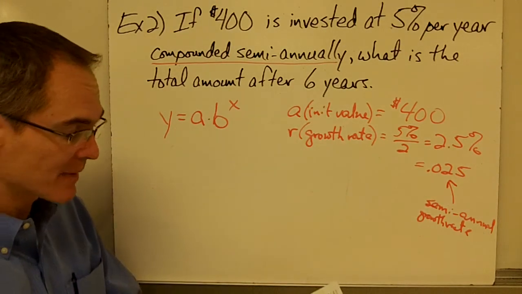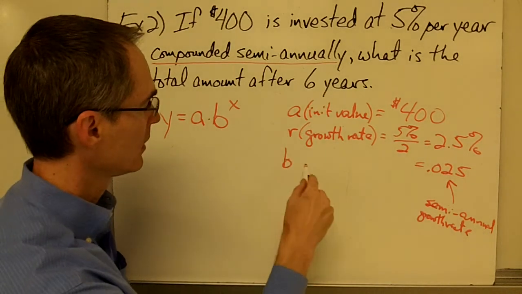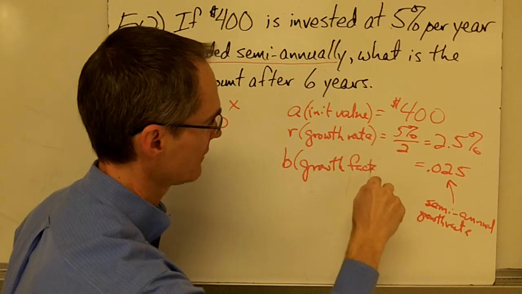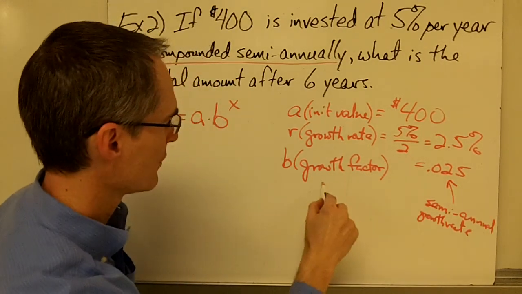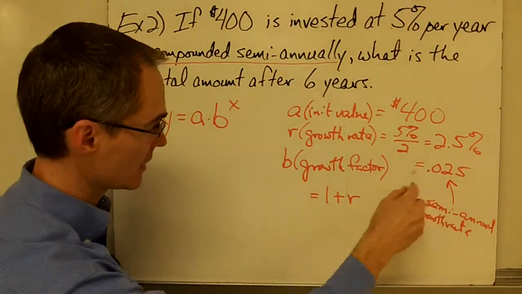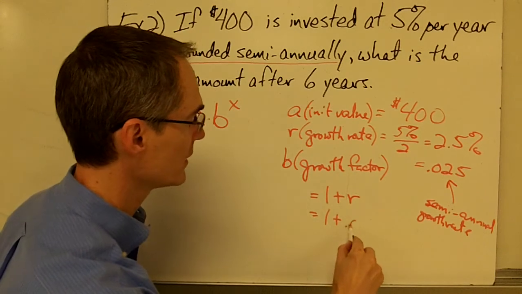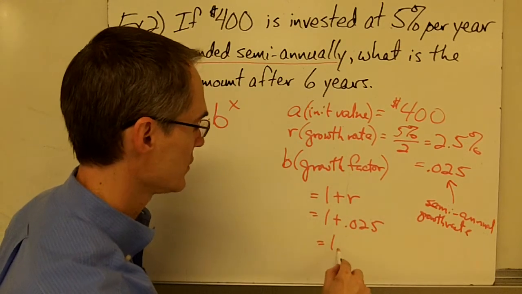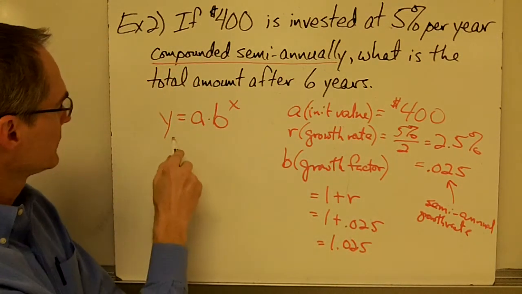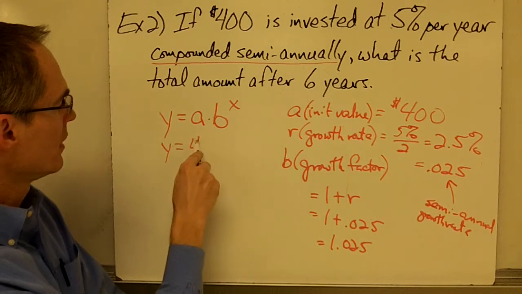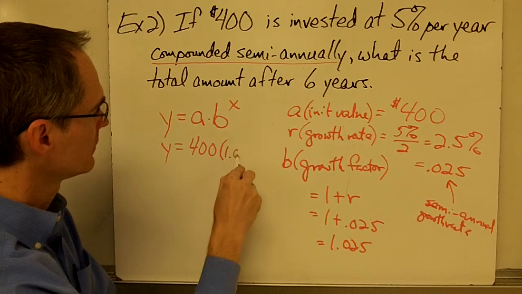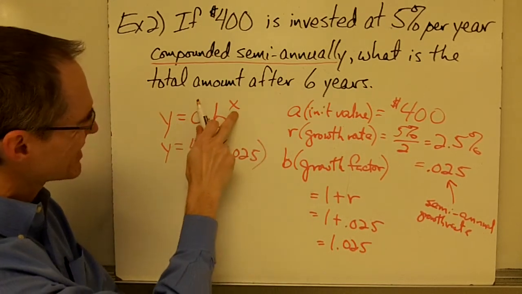Again, I want to calculate my growth factor, and my growth factor is 1 plus my growth rate. I have my growth rate here expressed as a decimal, 1 plus 0.025, which is 1.025. Great. Now I've got A, I've got B, so let's go ahead and put those in. Y equals 400 times B is 1.025 to the power of X.